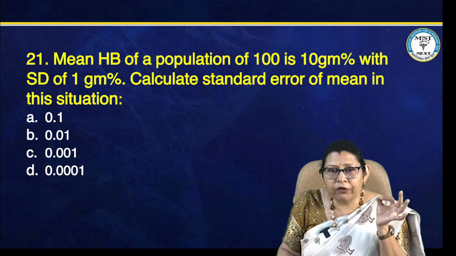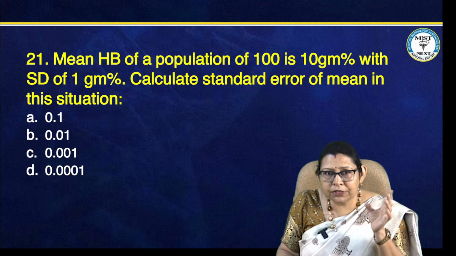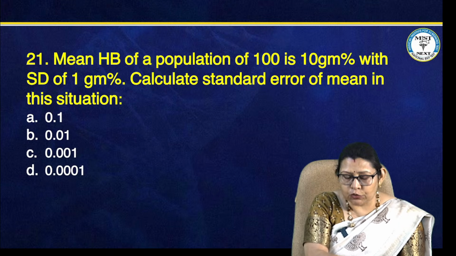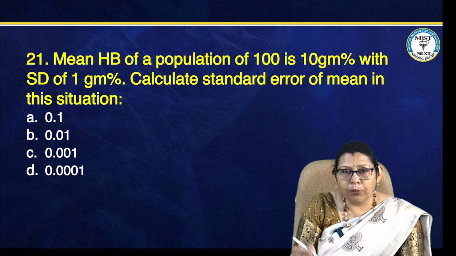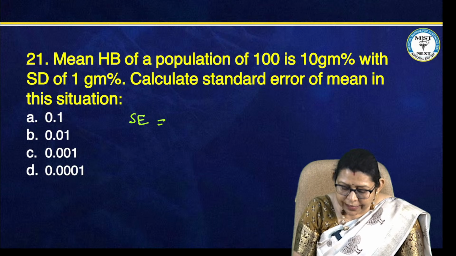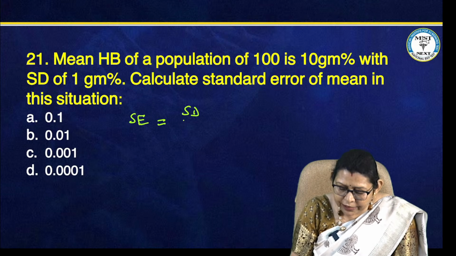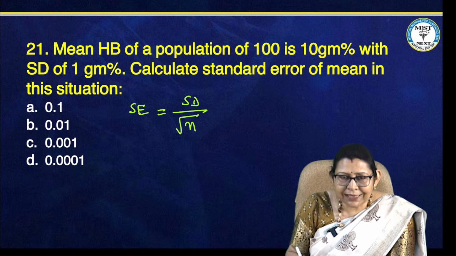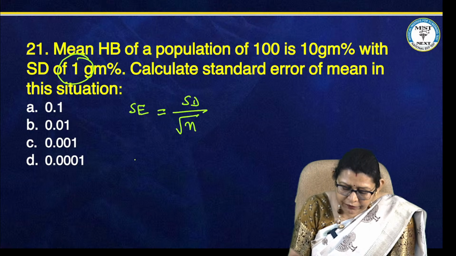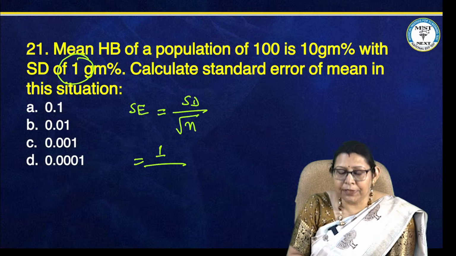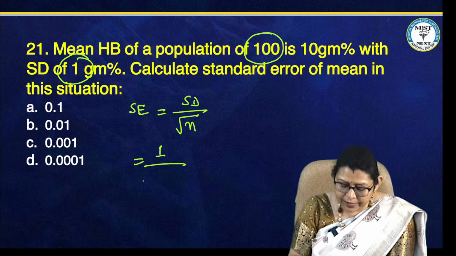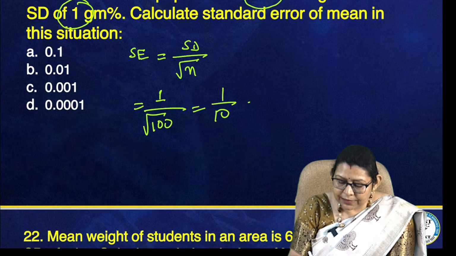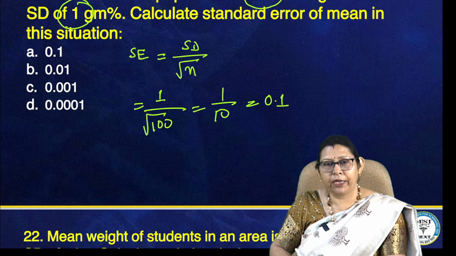The mean hemoglobin of a population of 100 is 10 gram percent with a standard deviation of 1 gram. Calculate the standard error of mean in this situation. So again the formula of standard error is calculated as standard deviation divided by square root of sample size. Standard deviation is 1. Sample size is 100. You have to take a square root of 100, so 1 upon 10, and that is coming as 0.1. Okay, so 0.1.